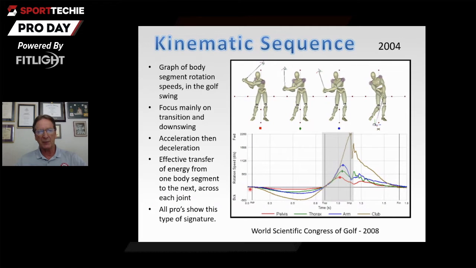You can see from the graph, the vertical axis is the rotation speed of a body segment in degrees per second. And the bottom axis, the x-axis, is time throughout the swing. The four curves: the red is pelvis, the green is the thorax or rib cage, the blue is the arm, and the brown is the club. So here we've got backswing, downswing, and follow through.